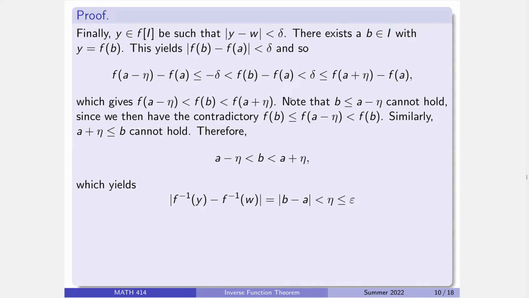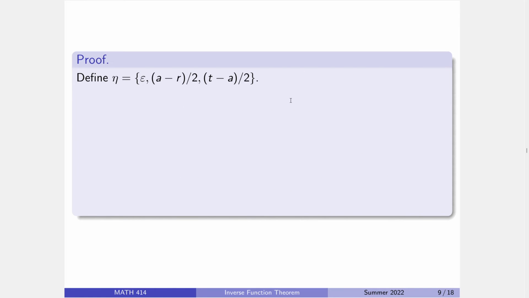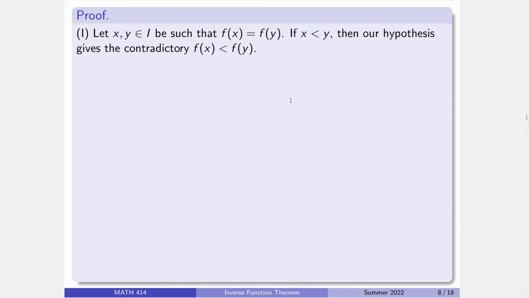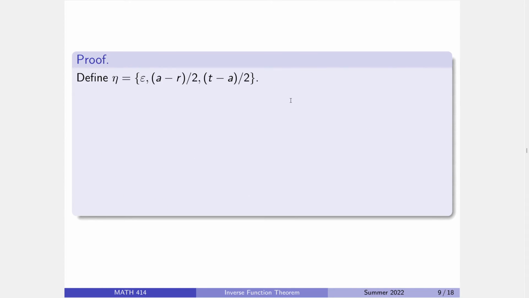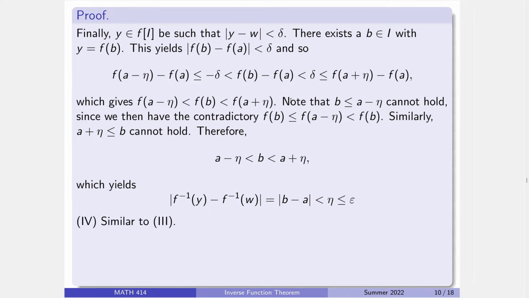It's pretty cool. And again, note, all we used was that I was an interval and that the function was strictly increasing. And that is it. That's all we have. We're on an interval and we're strictly increasing. Using those two together, we were able to prove the inverse has to be continuous. So cool. Yeah, so like I said, pretty straightforward proof.